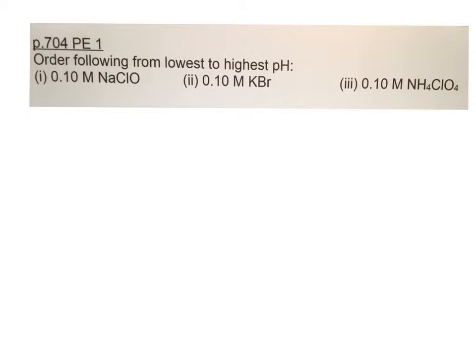Okay, so in this last section here, 16-9, we were talking a little about how hydrolysis occurs, where you can either have an anion or a cation that has the ability to be either an acid or a base, which means you can kind of determine the rough pHs based on what ions are present. So here in the first one, it says order the following from lowest to highest pH, so from most acidic to basic.